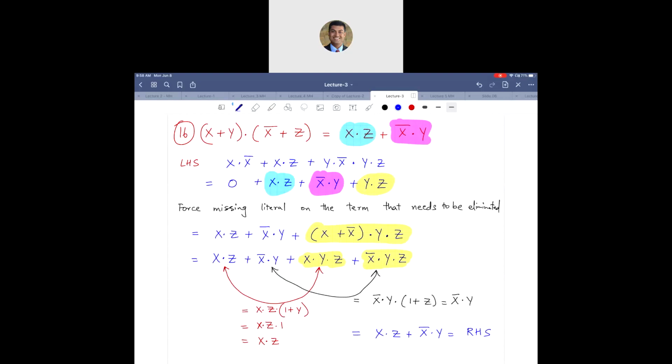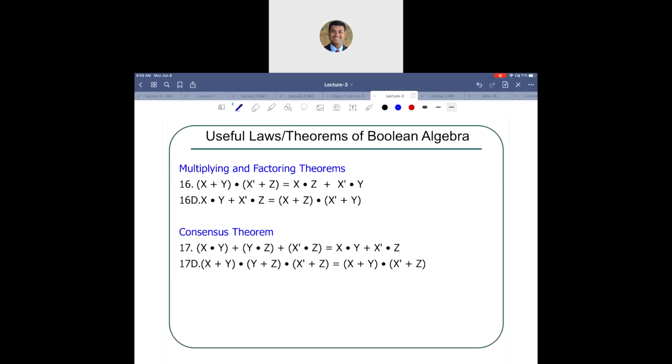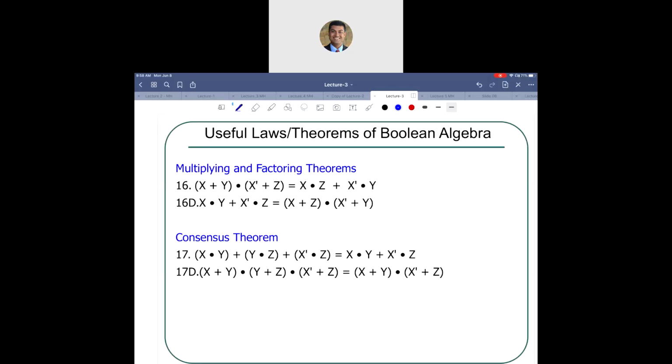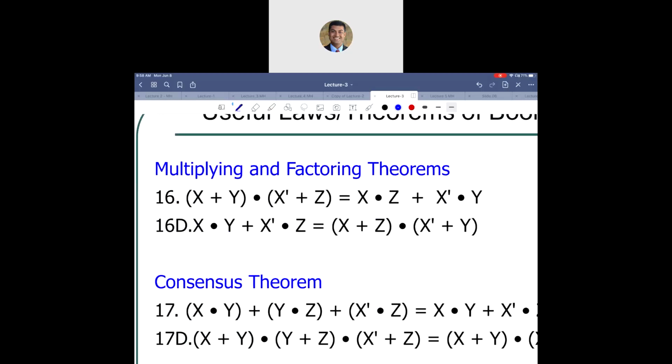Let's see. If I have proved 16D, also you can prove using now any one of those ways. What would you do for 16D? I hope that you are able to see 16D on your screen. What would you do for 16D? Well, if I were doing this, on the right-hand side, I have something that I can distribute. So I would consider the right-hand side. I would do a FOIL. So I would expand this into four terms, and then depending on which terms I need to eliminate, I will use the tricks that I learned earlier, like for example, forcing the missing literal on the term that I want eliminated to go back to the left-hand side. But I would start with the right-hand side for 16D.